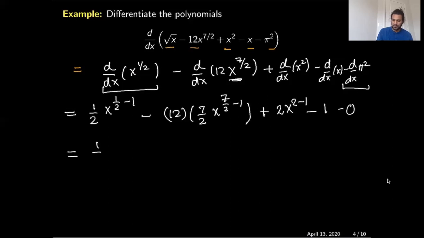So this is a 1/2 x to the power 1/2 minus 1, which is minus 1/2, and this is a 6. This cancels to 6, and 6 times 7 is 42. So x to the power 7/2 minus 1 is 5/2 plus 2x to the power 1 minus 1. So this is the derivative of that function. So I will box my answer.